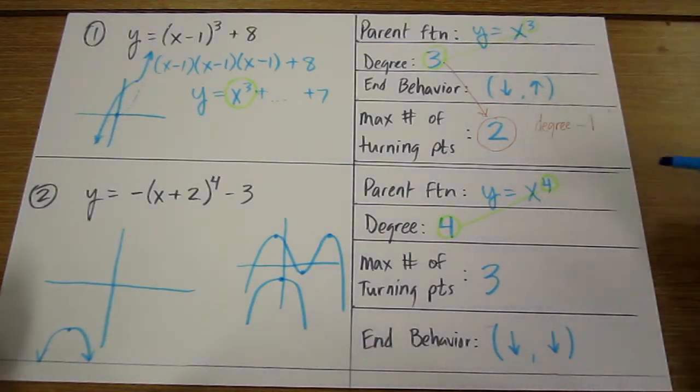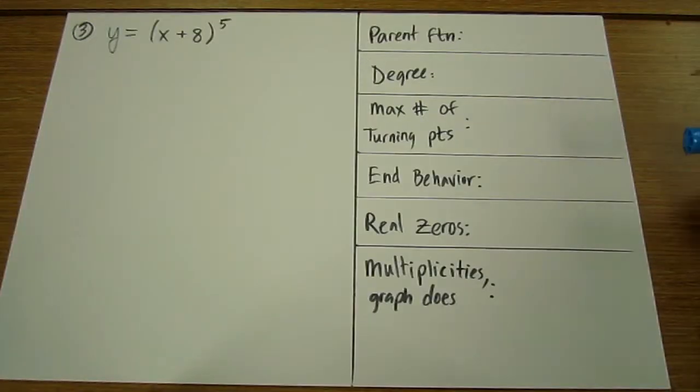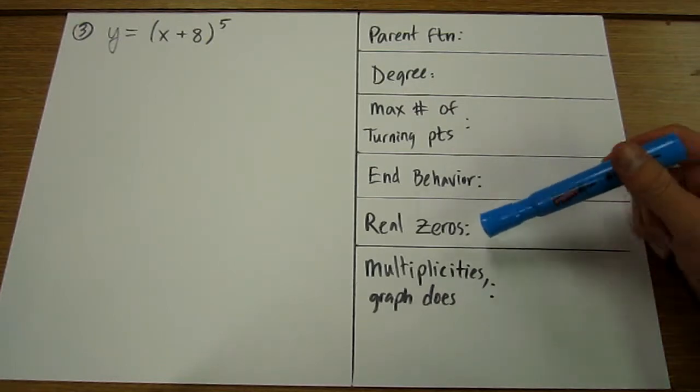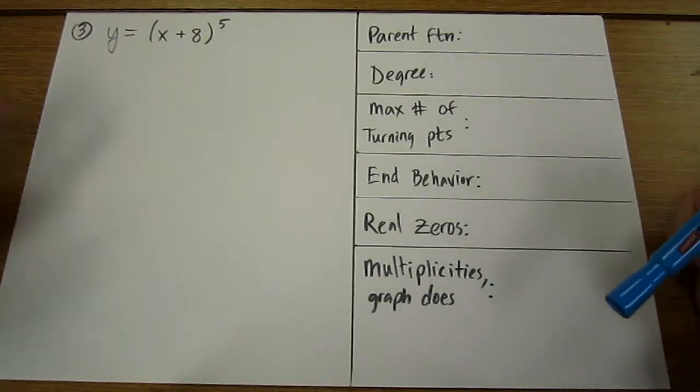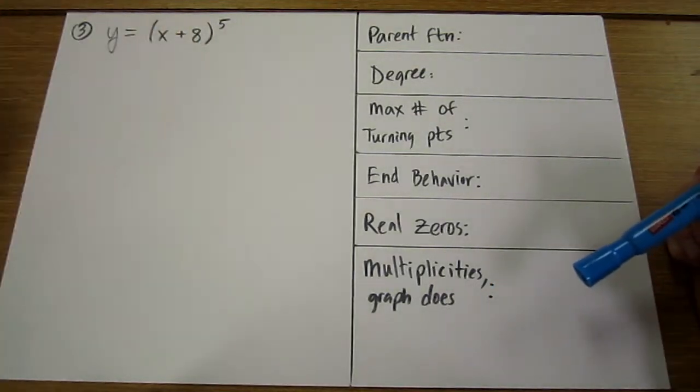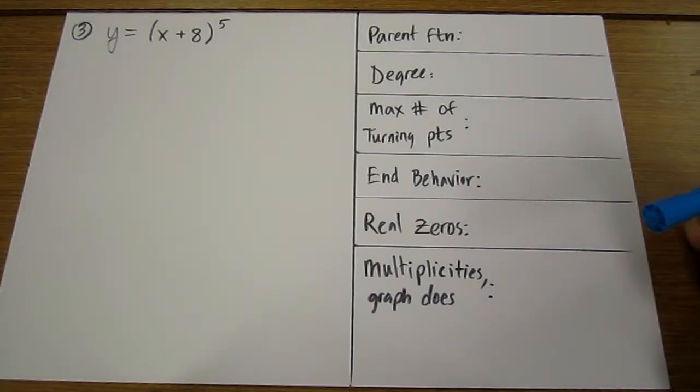Okay? So all of these things should hopefully agree with our graph. For question number 3, we're going to go a little faster. And actually we can do the real zeros and multiplicities for this one because we aren't adding at the end. That was really the only thing that stopped us from doing it for 1 and 2.